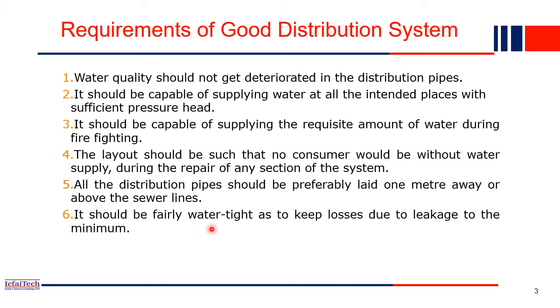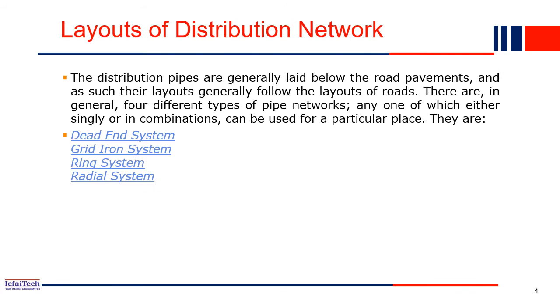And it should be fairly watertight. That is very important. We have seen almost 25 to 30% of the treated water gets lost because of leakage in the pipes. Water will go out, and ultimately the water loss is almost 30 to 40%. Can you imagine? It's a huge quantity. So we should design the water distribution system such that the losses are as minimal as possible.